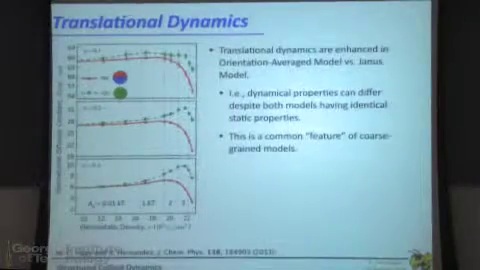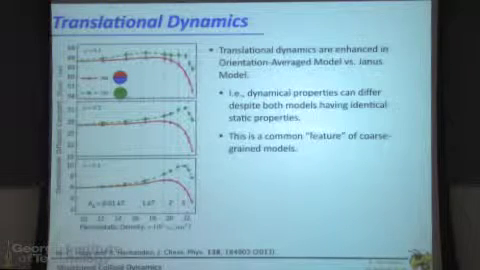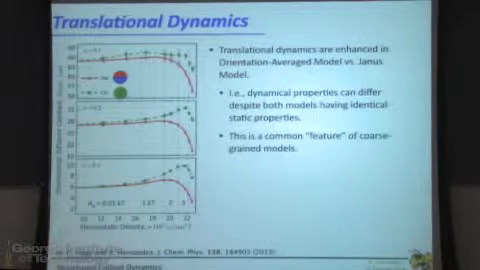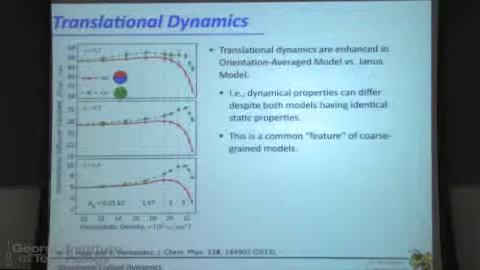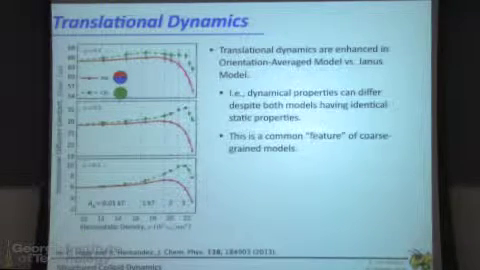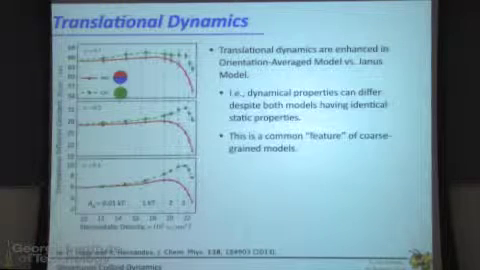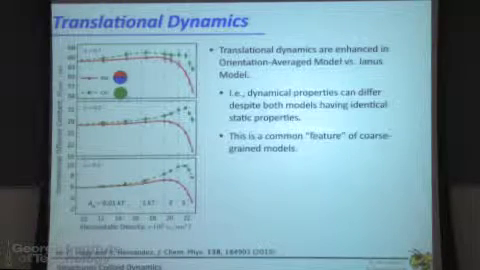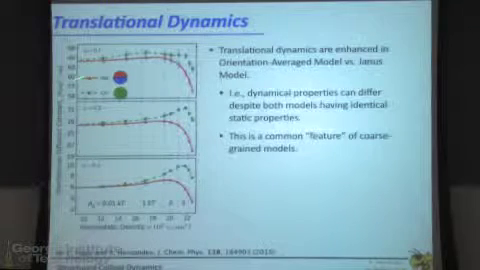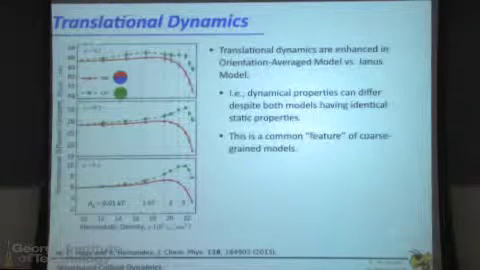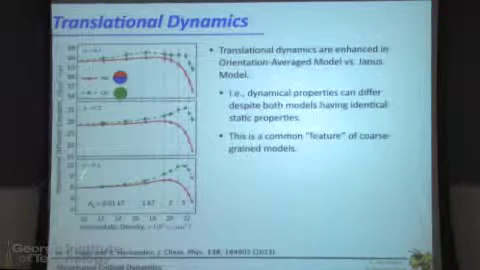So this is what we did. What you see here is the translational diffusion constant of one of these particles in the solution as a function of the interaction of the electrostatic density on the surface. And what you see is that the pointwise model, the red-blue particles, behave differently than the coarse-grained particles.